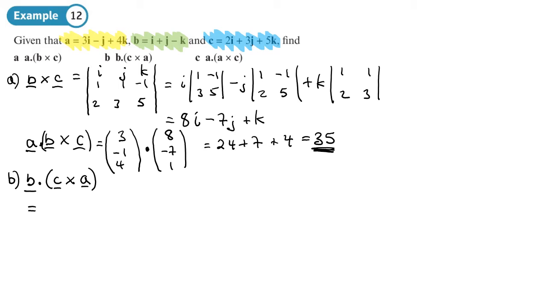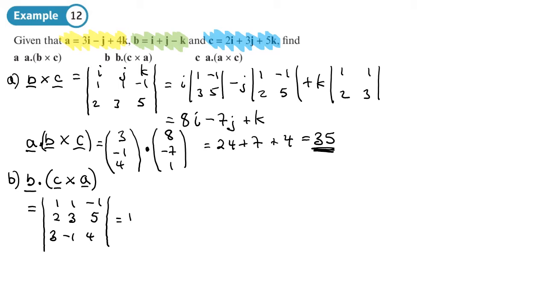Okay, so if I use the full determinant method, I will put vector B at the top, so it's going to be 1, 1, minus 1, and then I will do C, which is going to be 2, 3, 5, and then A, 3, minus 1, 4. Okay, so we write them down in the same order as they are written in the question. B at the top, C in the middle, A at the bottom.